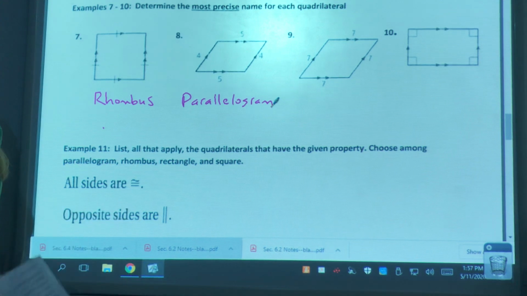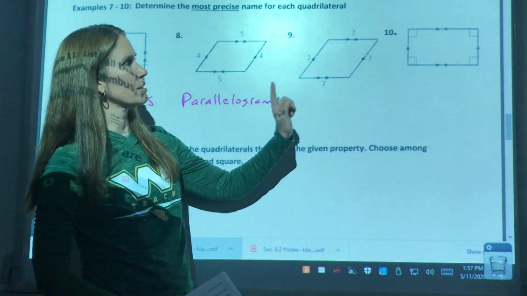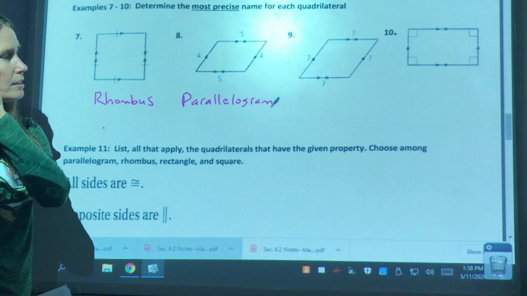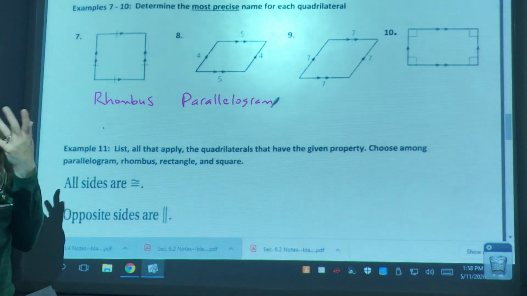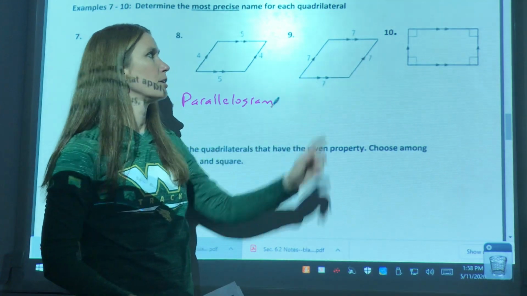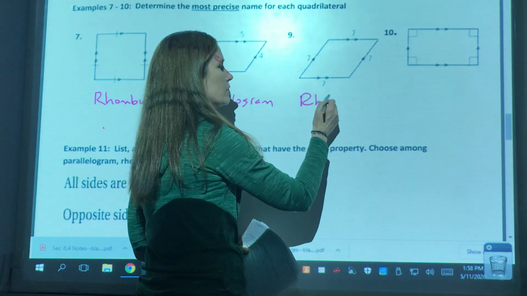Then next one, I can see opposite sides are parallel, so I know it's a parallelogram. But now they didn't mark the sides congruent, but they're telling me they're all 7, so therefore I know they're all congruent. Again, there's nothing telling me that it's a rectangle. I don't see congruent diagonals, I don't see right angles in the corner. It's not a rectangle, it can't be a square. So the most specific thing I've got here is rhombus.